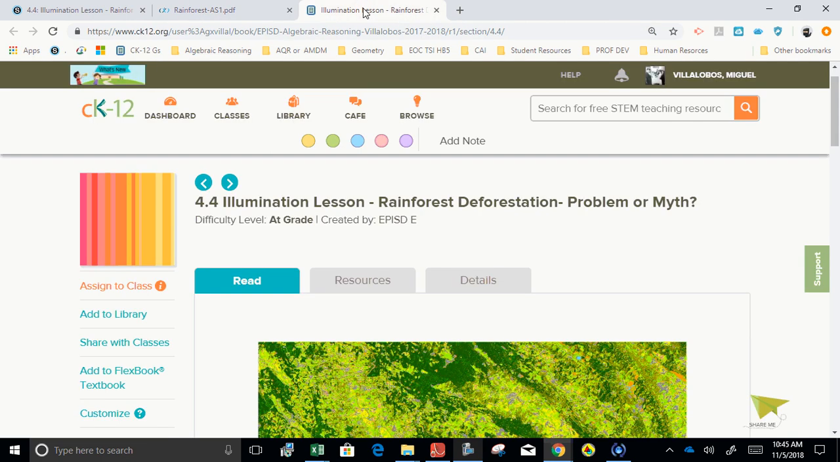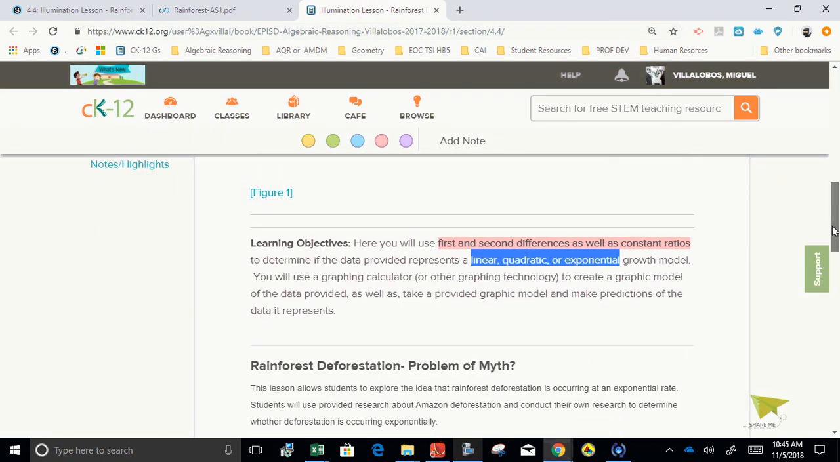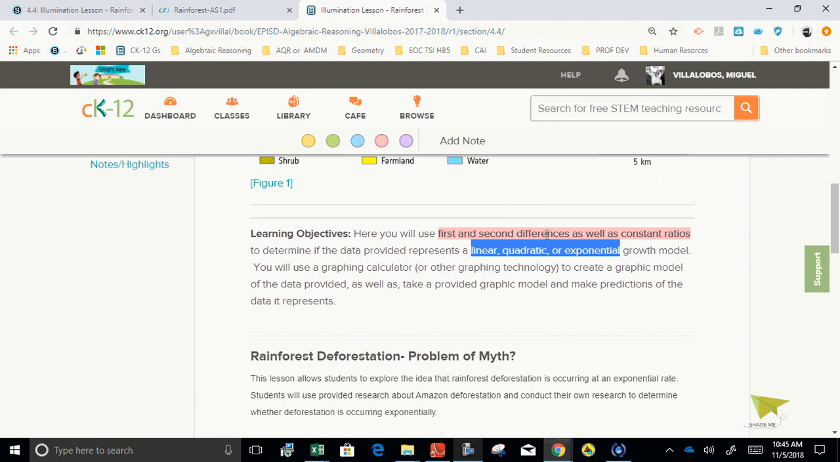Okay, let's take a look at the table. There are the tables that we have to analyze. And here's our objective again. Here we'll use the first and second differences as well as common ratios to determine if the data provided represents a linear, quadratic, or exponential growth model. You will use a graphing calculator or other graphing technology to create a graphical model of the data provided as well, and use the model to make predictions.